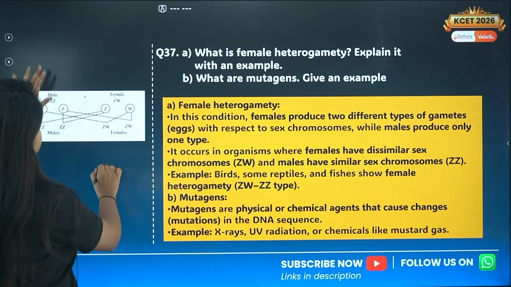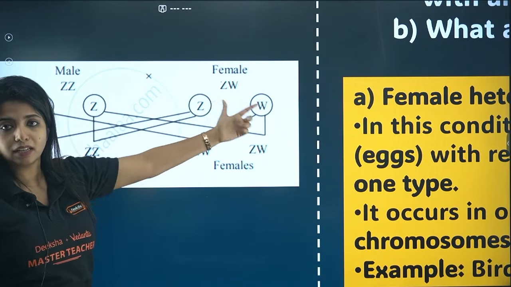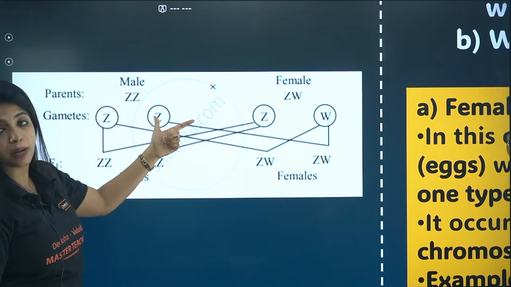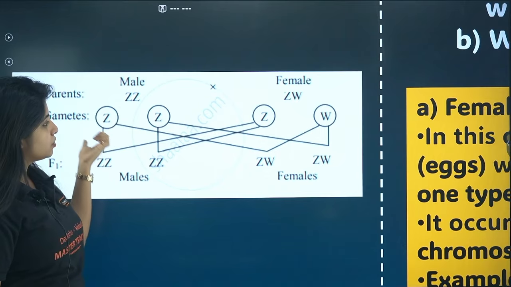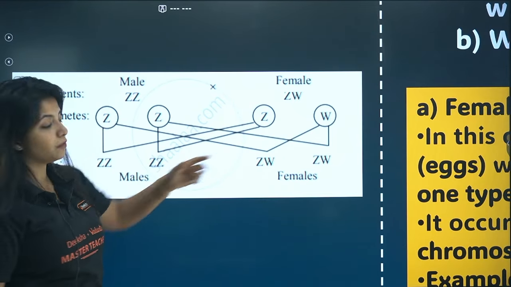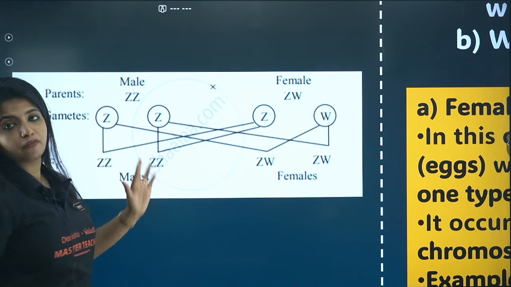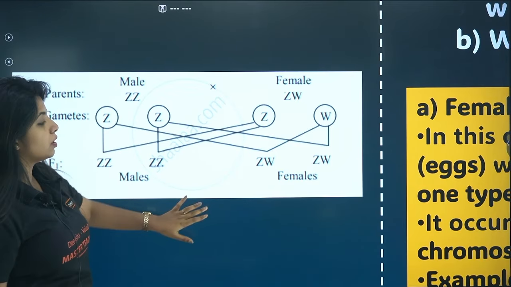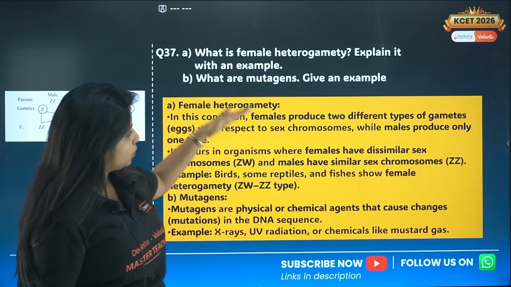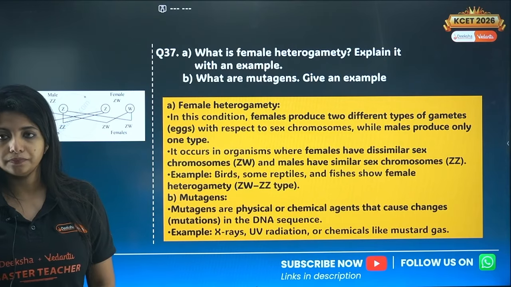Birds are the example for this particular thing. So in the case of birds, it's ZW. Females are Z and W, and in the case of males, it is ZZ. So males anyway produce Z only, and females are going to produce 2 types of gametes. Crossing will happen. 50% of them are going to be females, 50% of them are going to be male. You have to explain it with the help of the answer given below.